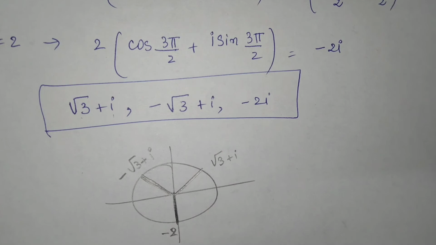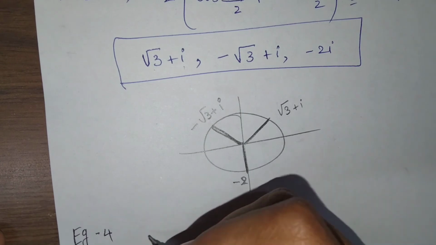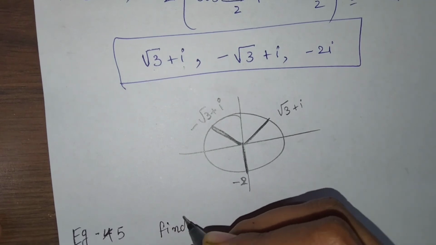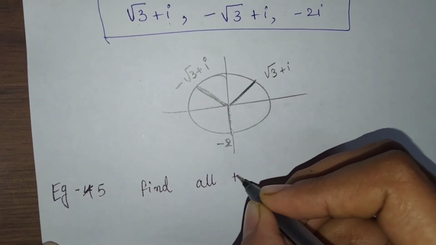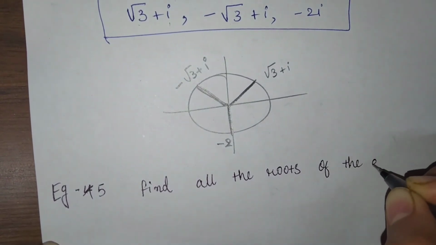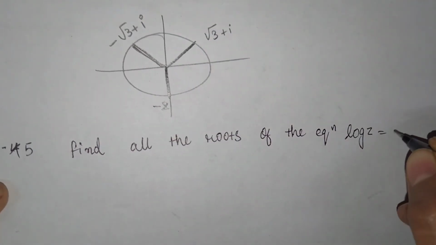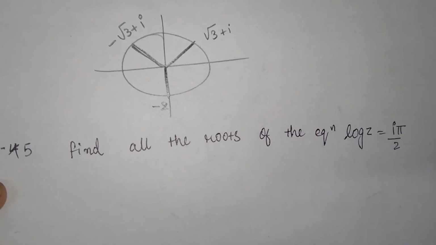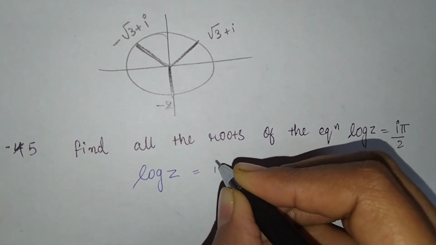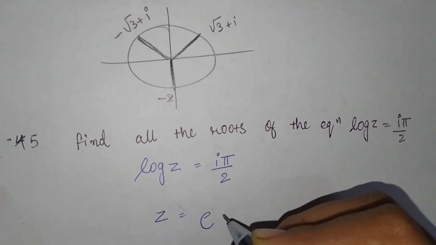And the last example, that is example 5. Find all the roots of the equation log z equal to I pi by 2. So now what do we have? Log z equal to I pi by 2. It means that we can write z equal to e raised to I pi by 2.